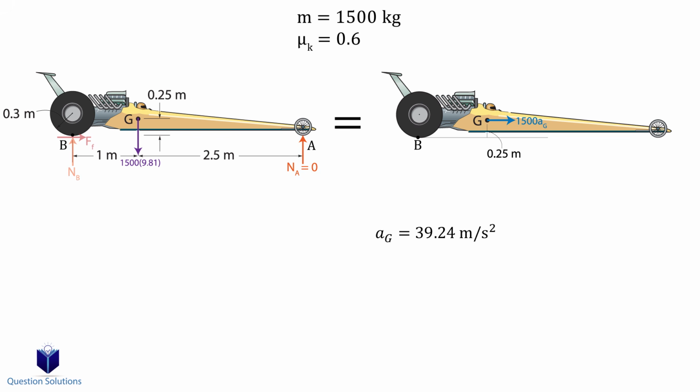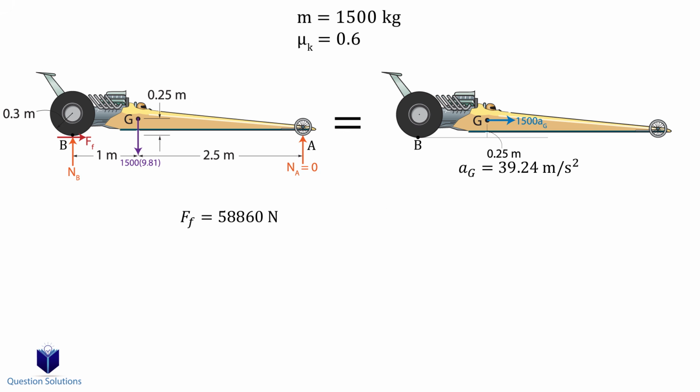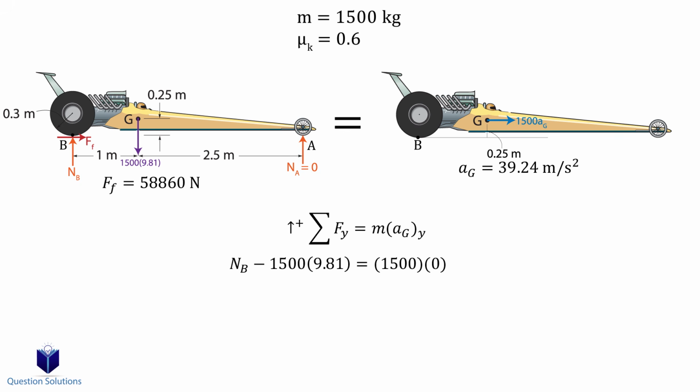Next, we can write our familiar equations of motion for horizontal and vertical forces. We have only the frictional force on the left side, and on the right side, we have mass times acceleration in the horizontal direction. Don't forget to plug in the acceleration we found. To find NB, we can write an equation for the vertical forces. So we have NB and the weight on the left side, and for the right side, remember, the car is only moving in the horizontal direction, so acceleration in the vertical direction is 0. We can solve to get the normal force at B.